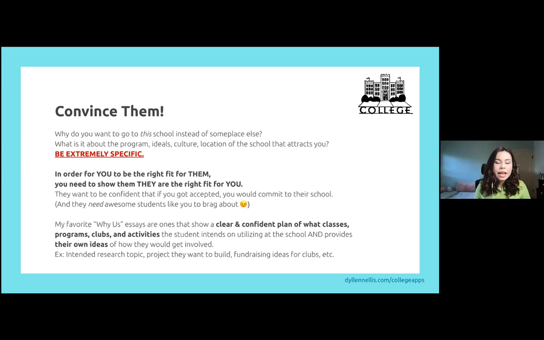Another thing is that in order for you to be the right fit for them, you need to show them that they are the right fit for you. Because they want to be confident that if you got accepted, you would commit to their school. And I know some of the schools that we apply to that have "why us" essays, you don't actually want to go to. Maybe it's not your top choice, but that doesn't matter. You need to make it seem like they are your top choice.